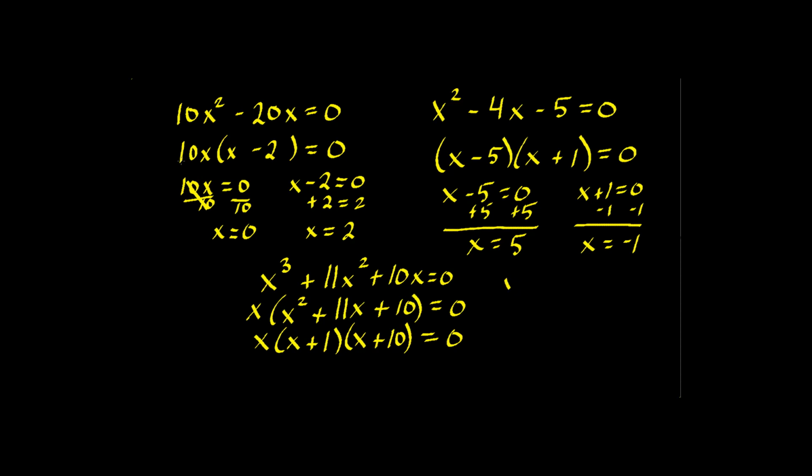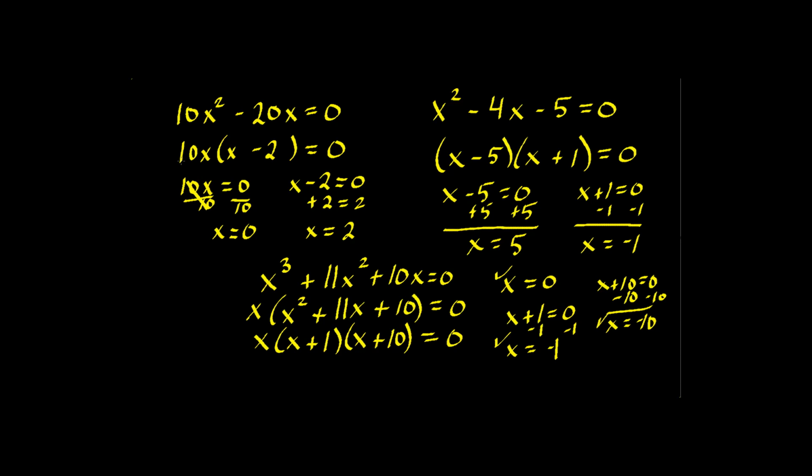So if you set x equal to 0, this x is already done and solved. That's one of our solutions. Then set x plus 1 equal to 0, and that will lead to a solution of x equals negative 1. And lastly, set x plus 10 equal to 0, and we get negative 10. So our three solutions are x equals 0, x equals negative 1, and x equals negative 10.